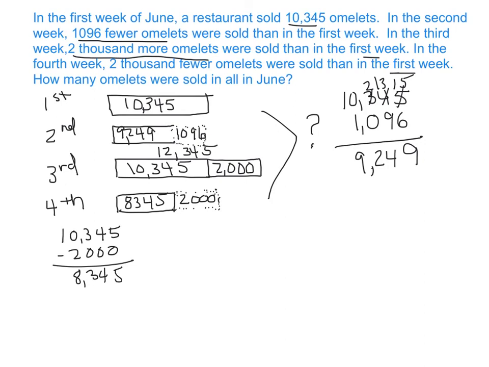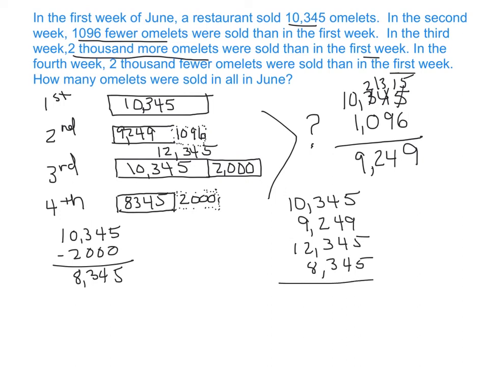They sold 10,345 first week. They sold 9,249 second week. Third week was a big week. They sold 12,345. And then the fourth week, not so good. They sold 8,345. And now let's add up all that parts to get the whole.